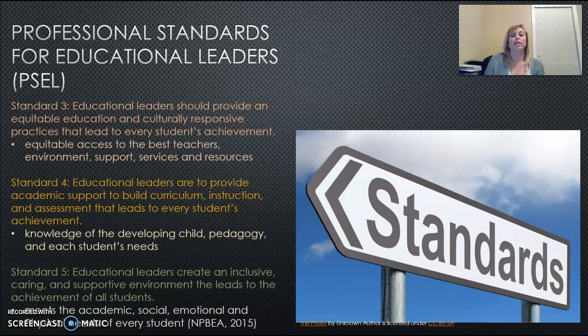Standard 4, educational leaders are to provide academic support to build curriculum, instruction, and assessment that leads to every student's achievement. You see this when they have knowledge of the developing child, pedagogy, and each student's needs. Standard 5, educational leaders create an inclusive, caring, and supportive environment that leads to the achievement of all students. It is important that administrators seek to meet the academic, social, emotional, and physical needs of every student. NPBEA, 2015.